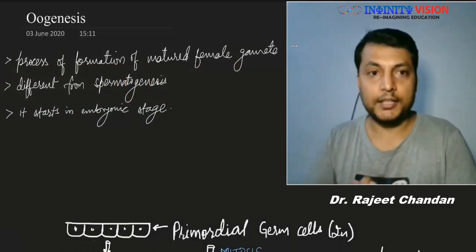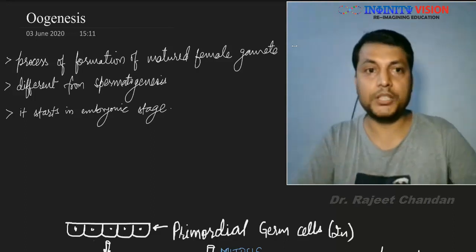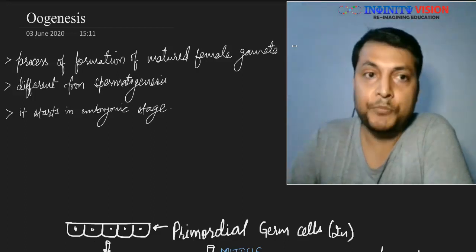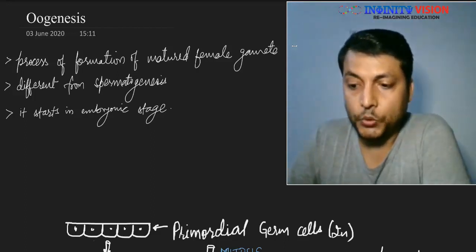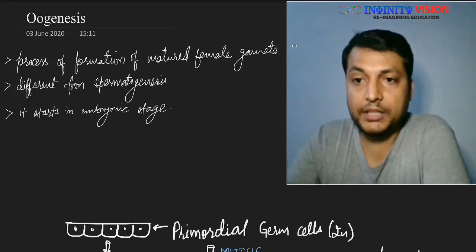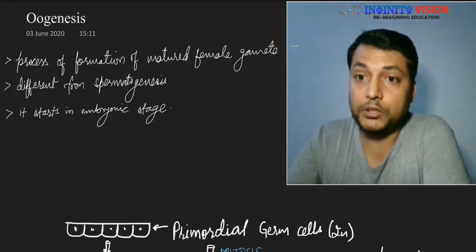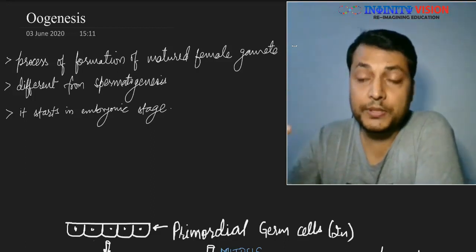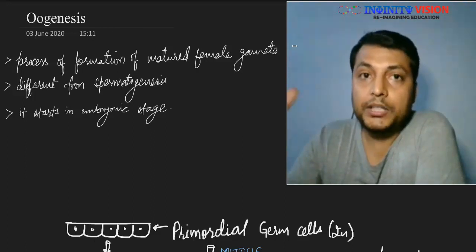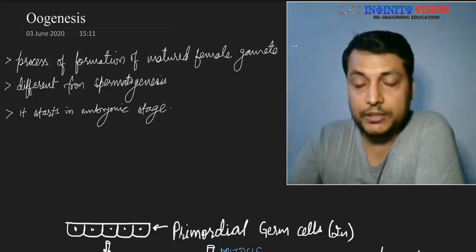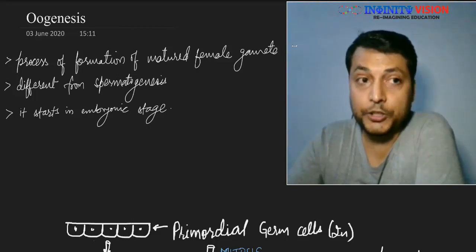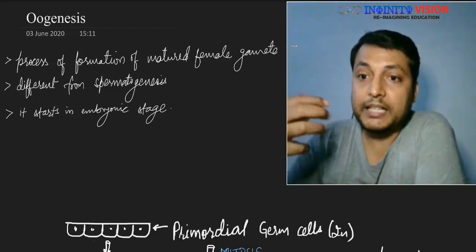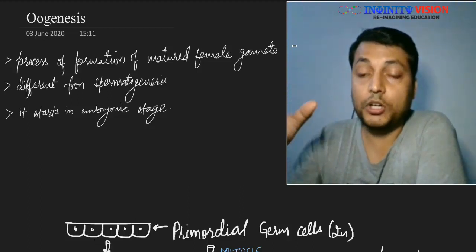Hello class, I hope you all are in good health, and today in this video lecture we are going to start oogenesis. Previously in this chapter we have seen the male reproductive system followed by spermatogenesis, that is the formation of a sperm, and then we studied the female reproductive system. In this video lecture we will study the formation of the female gamete, and this process is called oogenesis.